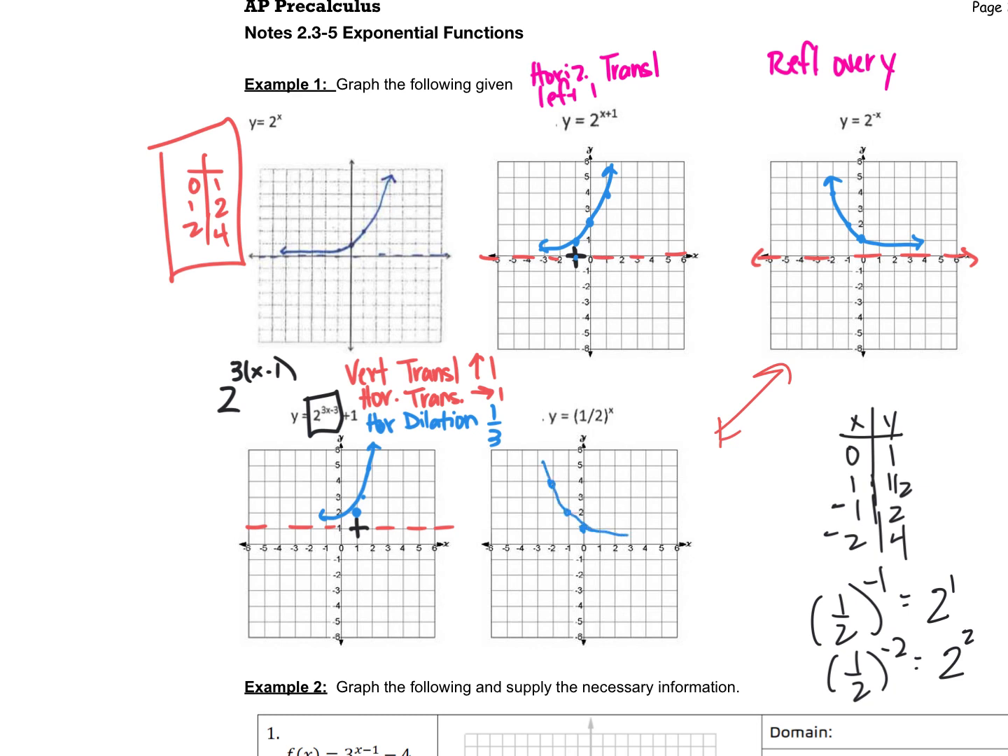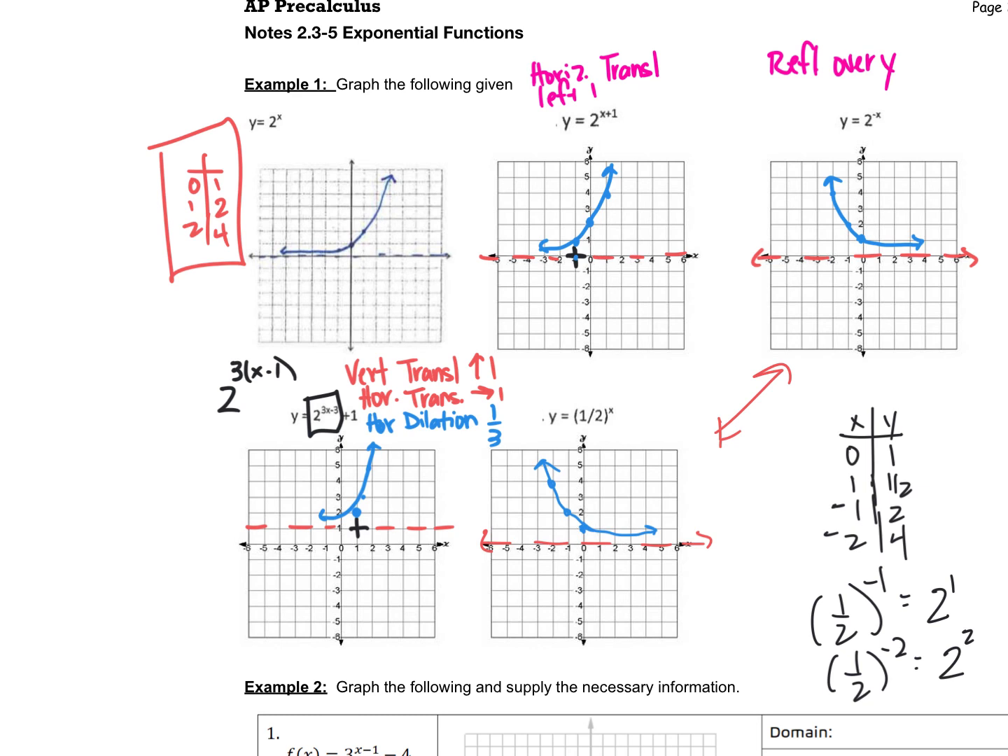Did my asymptote move? Nope. Properties of exponents. We're going to look back through some of them here in just a second.